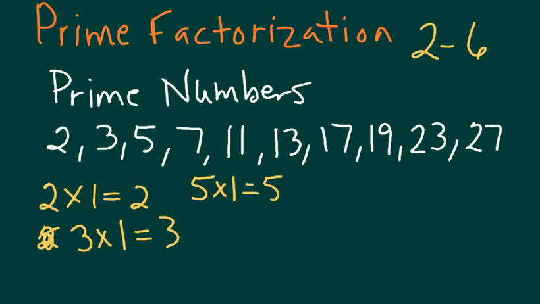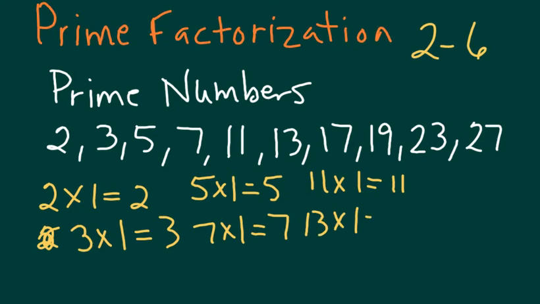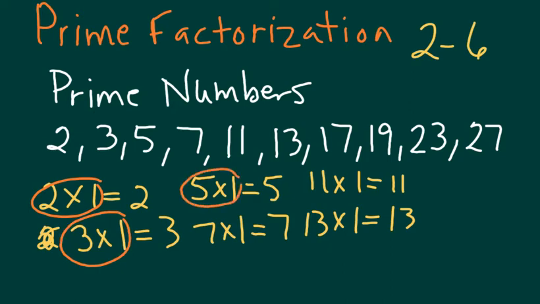That makes it prime. 7 times 1. Only way to make 7. 11 times 1. The only way to make 11. 13 times 1. Only way to make 13. And so on and so forth. Prime numbers only have 2 factors, 1 and itself. These are the factors of 2. These are the factors of 3, factors of 5, factors of 7, factors of 11, factors of 13. It's always 1 and itself.